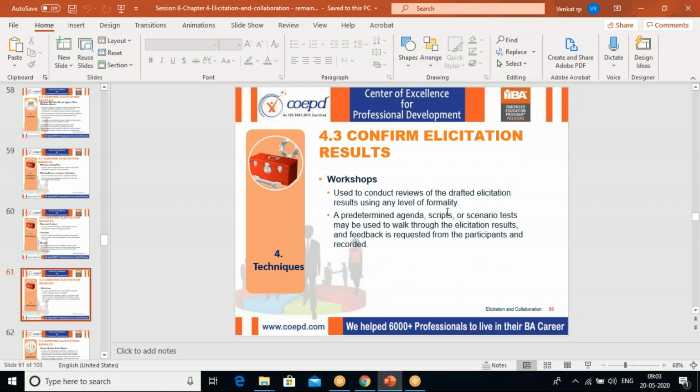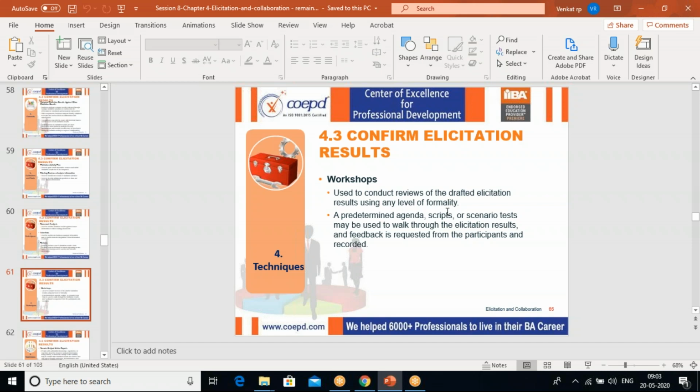Already the information is there. You have to confirm the information. For confirming the information, you don't require a big list of techniques. Just 4 techniques. One is document analysis, second is interviews, third is reviews, fourth is workshops. With this we can easily confirm the results. These techniques are enough for us. Fine.